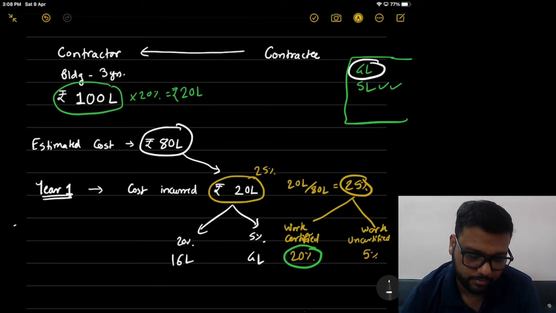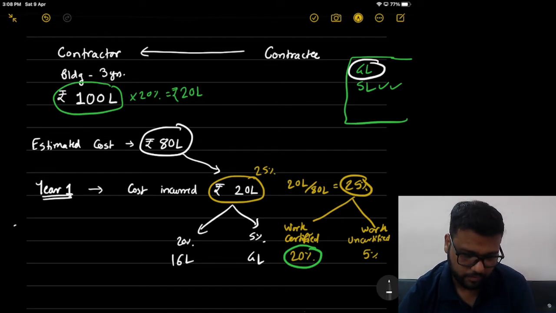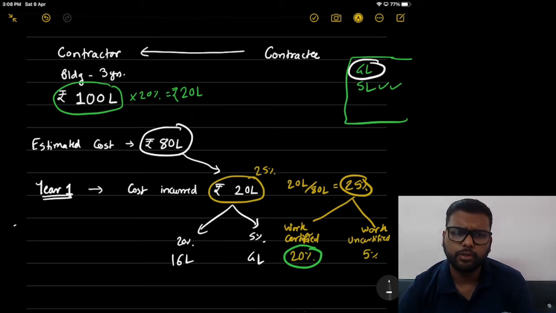Sir, before making the full payment, that is, before paying the last installment, maybe we can check. Okay, that is good. Before making the last payment, the contractee can check, right?